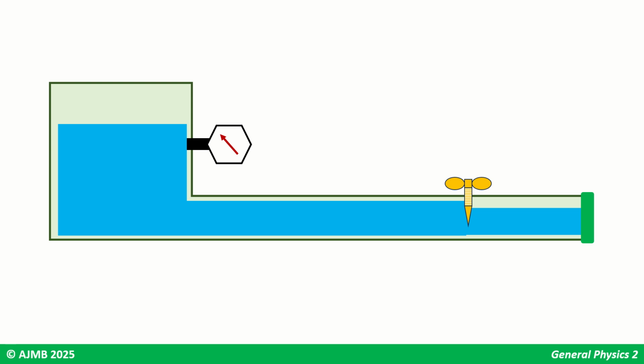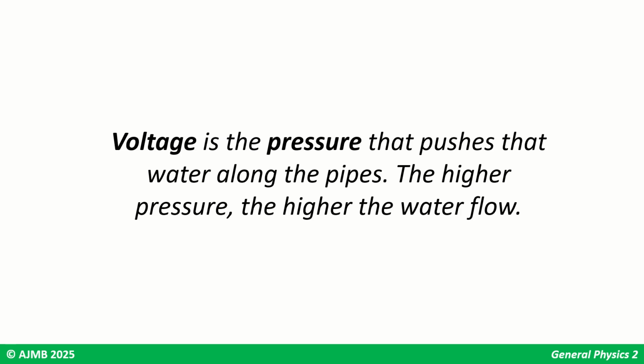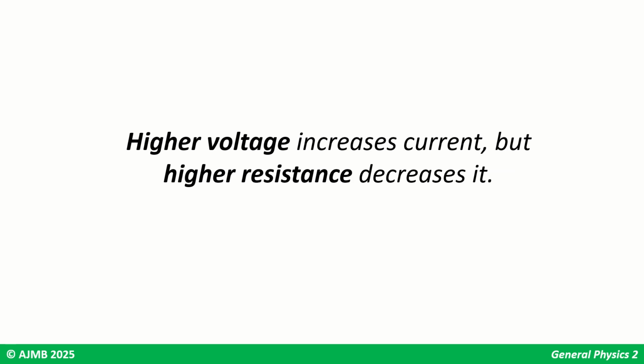That would be the voltage in that analogy. Voltage is the pressure that pushes the water along the pipes. If you have more pressure, you have more volume of water coming out of your pipe. That means higher voltage, higher pressure, more water flow. Higher voltage means higher current, or it increases your current. That is the relationship between voltage and current. You can say that they are directly proportional to each other.